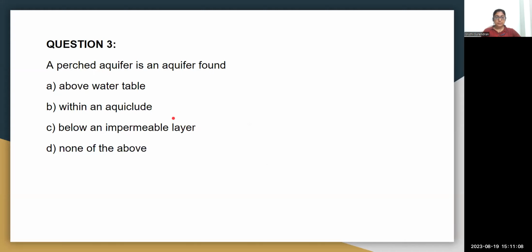Third question: a perched aquifer is an aquifer that is found above the water table, within an aquifluid, below an impermeable layer, or none of the above.